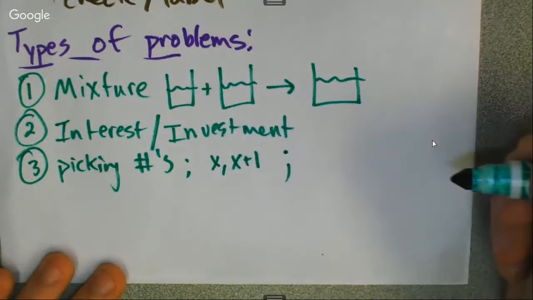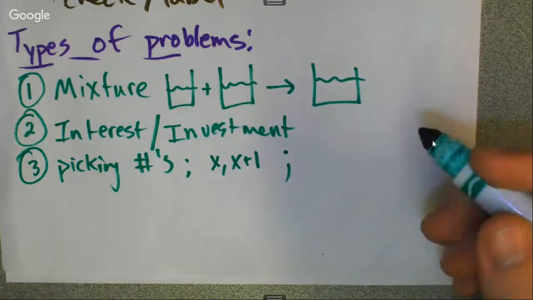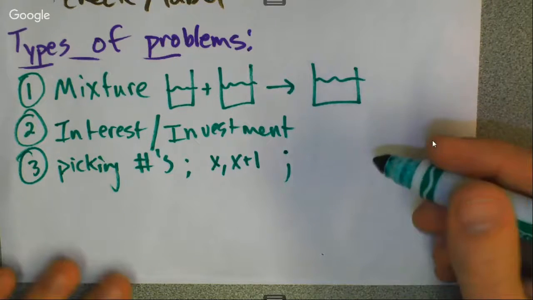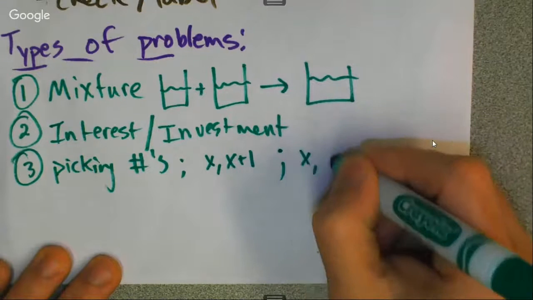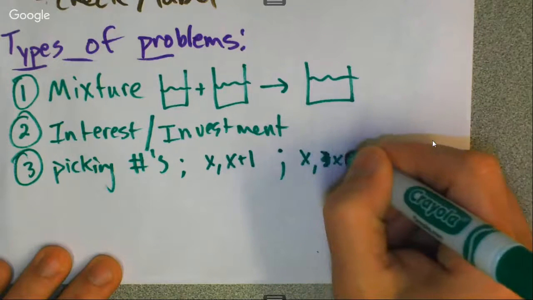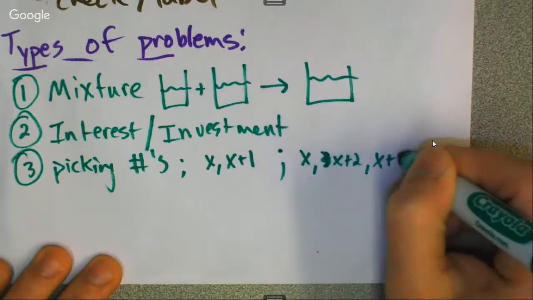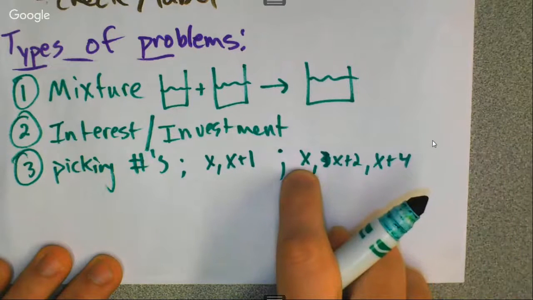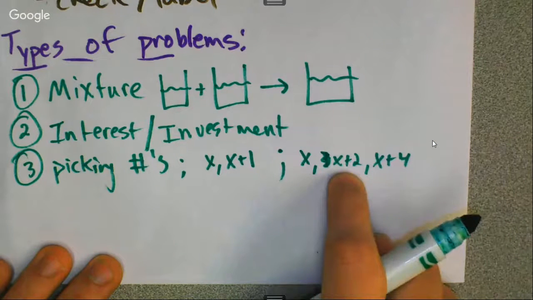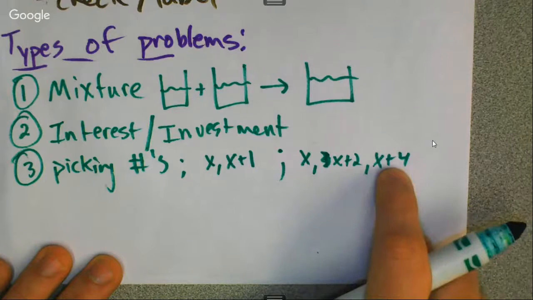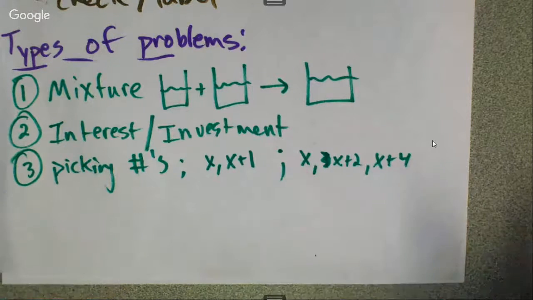We can also have, if I pick consecutive even or consecutive odd numbers, that would be x, x plus 2, x plus 4. Okay, so if you have 1, 2, and to get to 5, you add 4 to the 1.